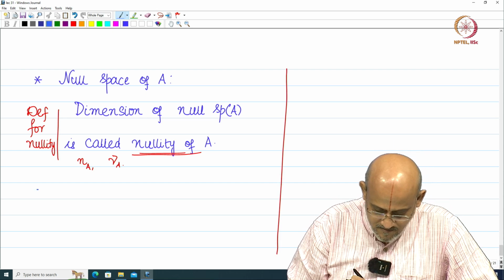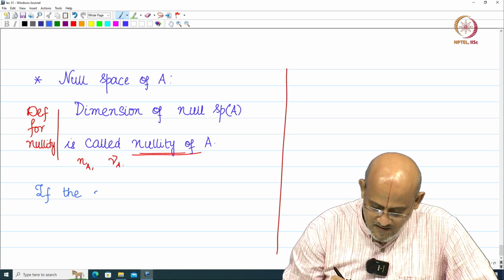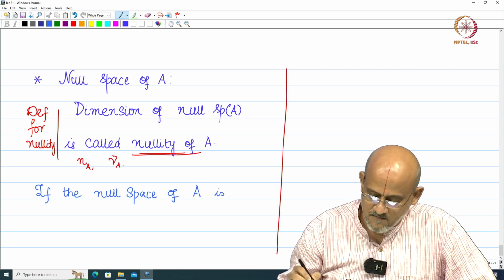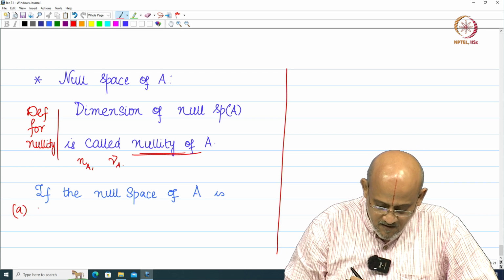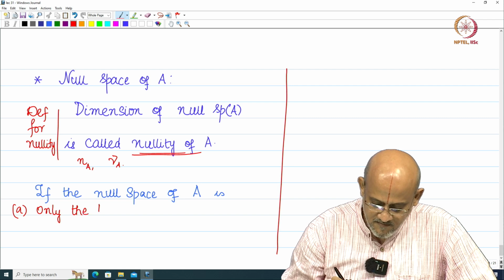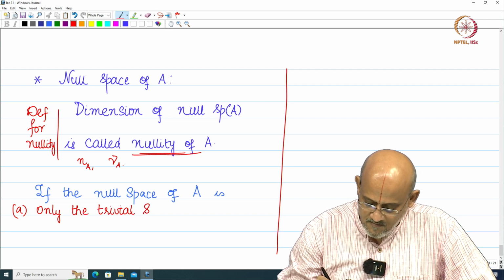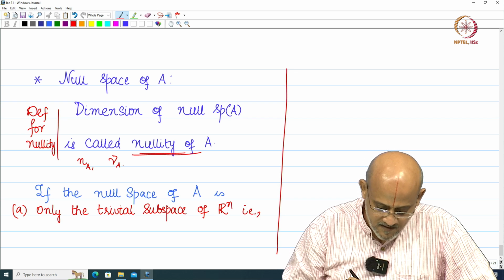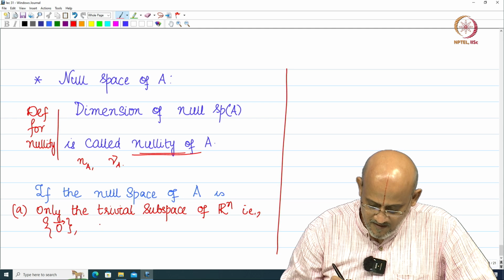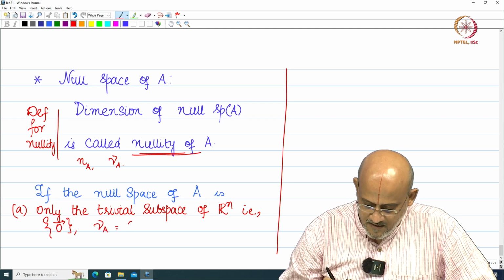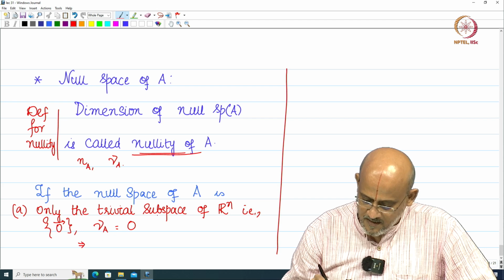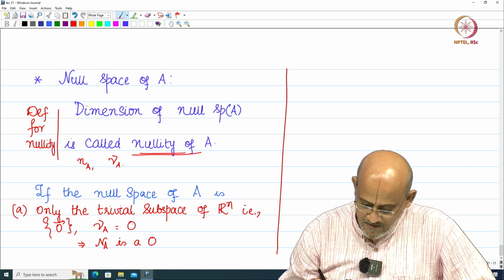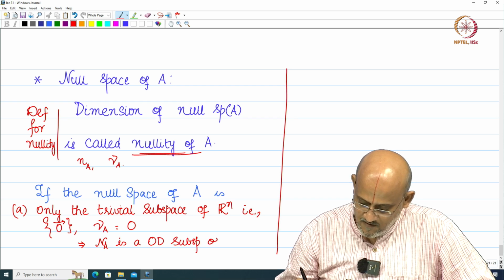Let us take some cases. If the null space of A is only the trivial subspace of Rn, that means it is just the 0 vector in Rn, then the nullity of A is basically 0, which means the null space is a 0 dimensional subspace of Rn.